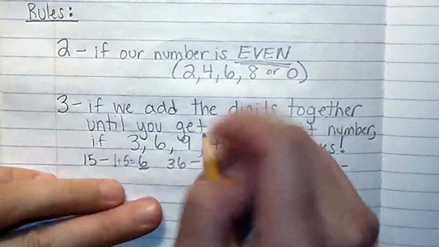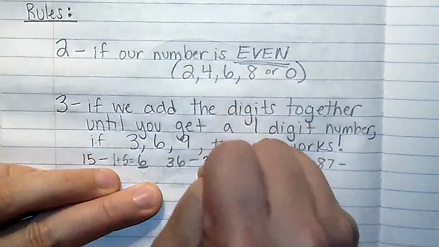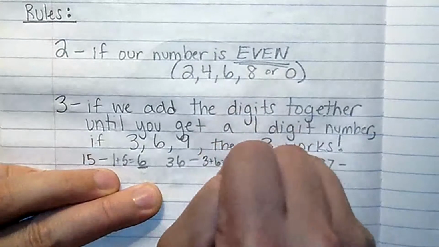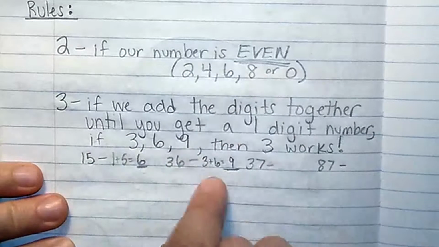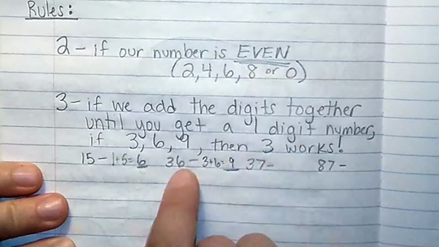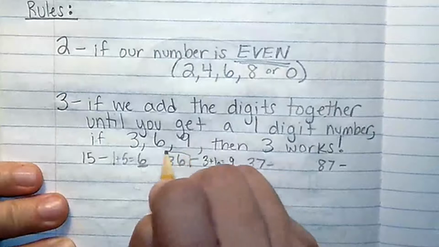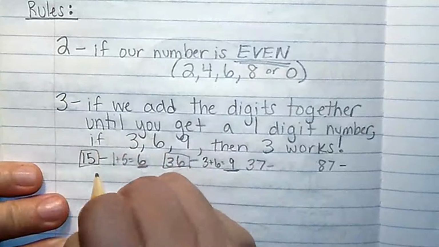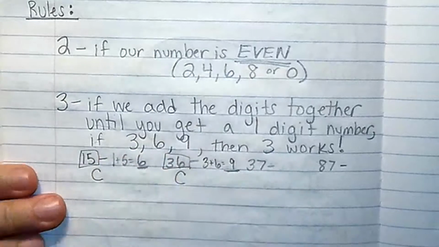Let's do 36. What's 3 plus 6? 9. Did we just say 3, 6, or 9? Yes, then we know that 3 works in this rainbow as well. And we just proved this number was also composite. So these are both composite numbers.